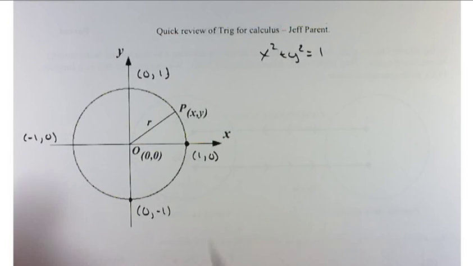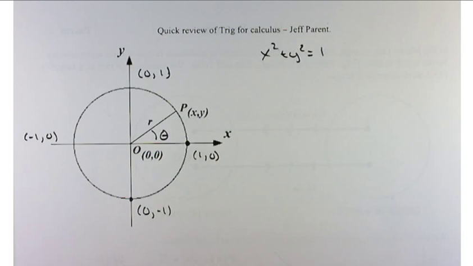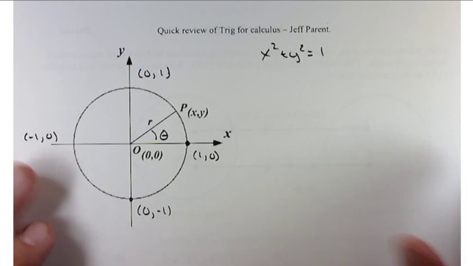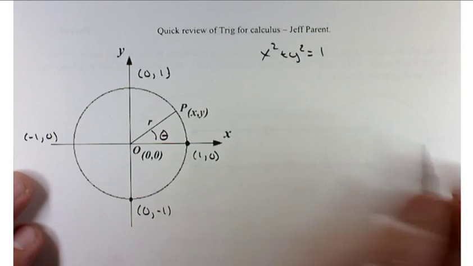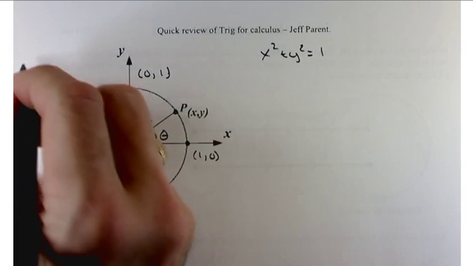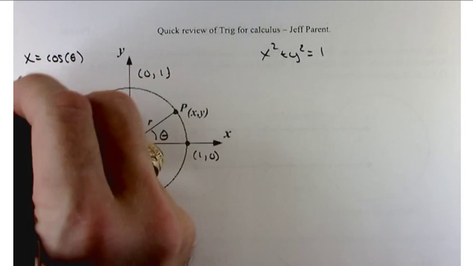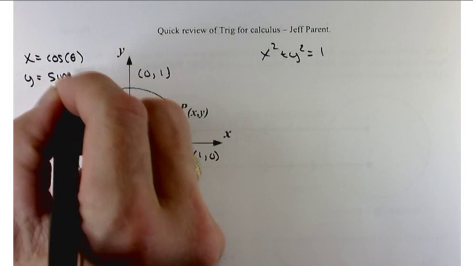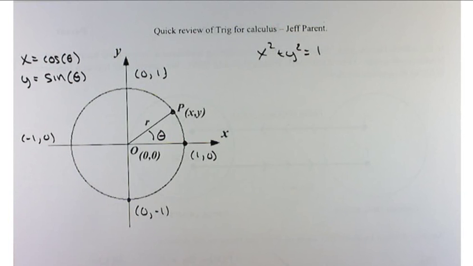But these points here on the unit circle are going to have alternate names. Let's call that angle theta, traditional angle name. And then we'll let the x and y coordinates be the cosine of theta and the sine of theta respectively. So x is the cosine of theta, y is the sine of theta, like that. And from there we can make other definitions.